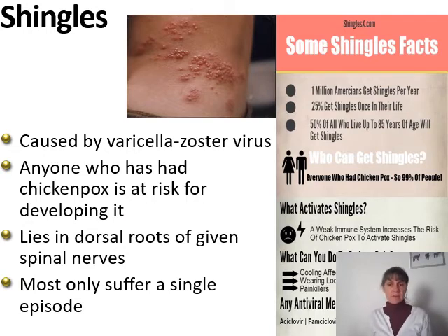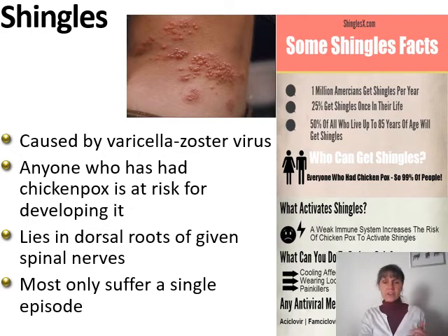What happens is viruses never really leave the body, they just become dormant somewhere. And the herpes varicella zoster virus, and this is a herpes virus, by the way, tends to lie dormant in the dorsal root of specific spinal nerves. Most people only suffer a single episode. However, you can see the herpetic lesions of shingles breaking out, and they usually break out along the dermatome of that particular spinal nerve.